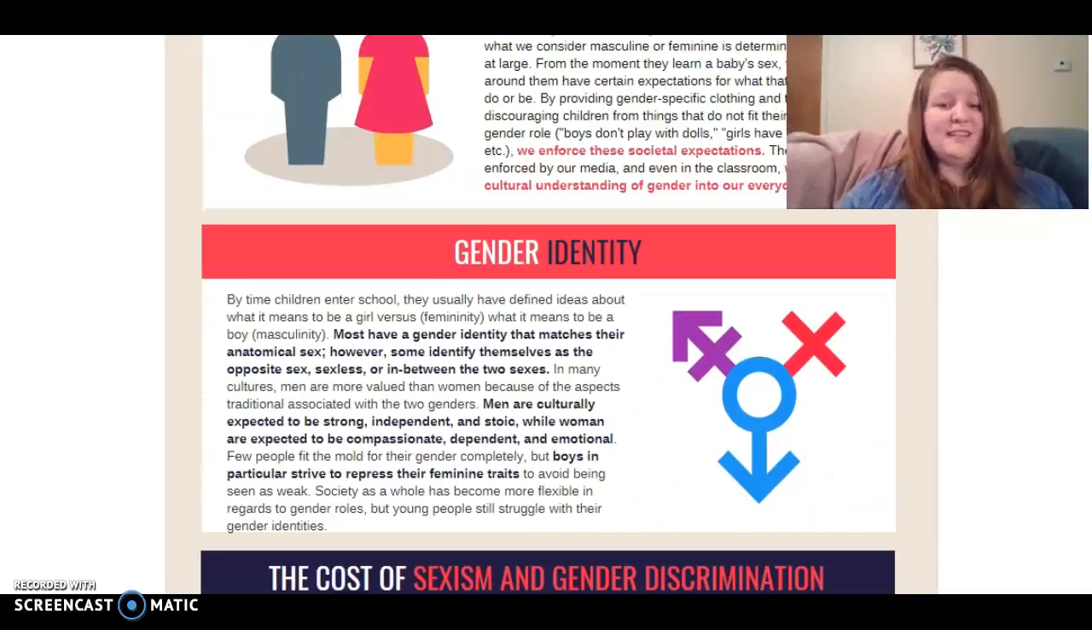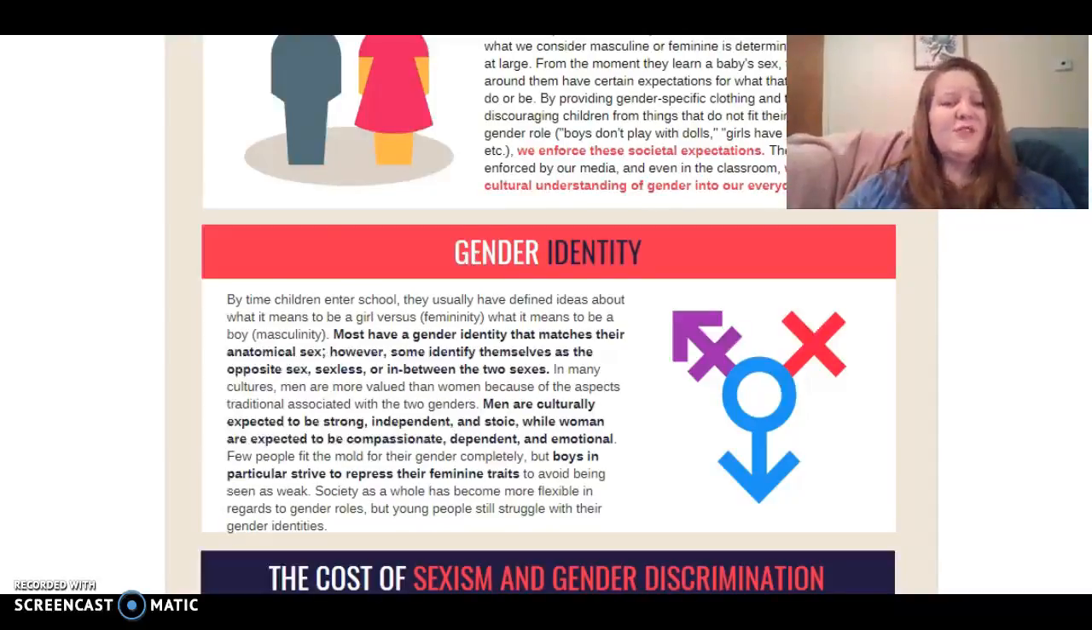So gender identity is something that we're always hearing about these days. By the time children enter school, they usually have defined ideas about what it means to be a girl versus what it means to be a boy. Most have a gender identity that matches their anatomical sex. However, some identify themselves as the opposite sex, sexless, or in between the two sexes.